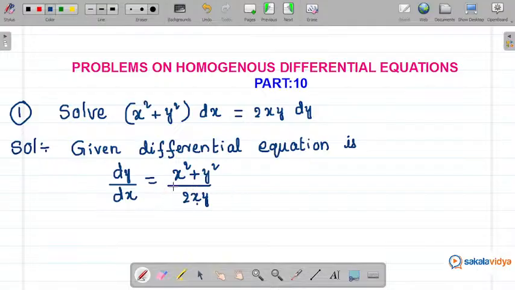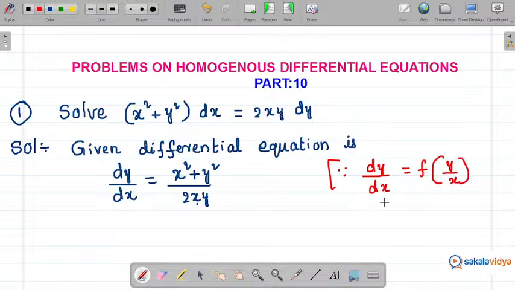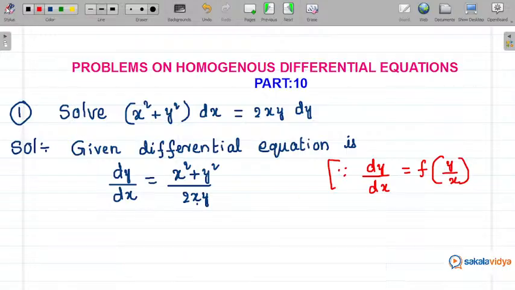So it is in the form dy by dx is equal to f of y by x. This we will consider as a type 1 problem: dy by dx is equal to f of y by x. Now in the place of y we write vx. So let us put y is equal to vx.